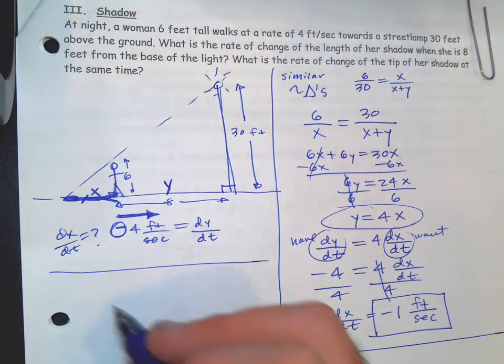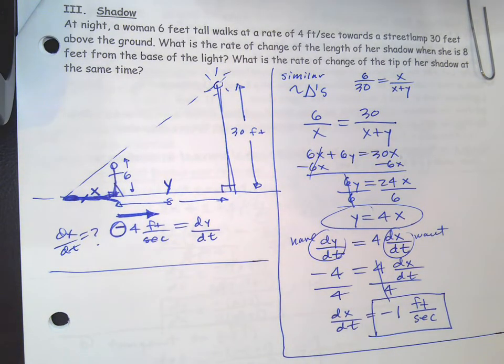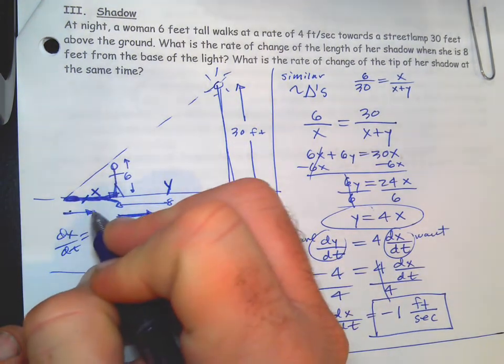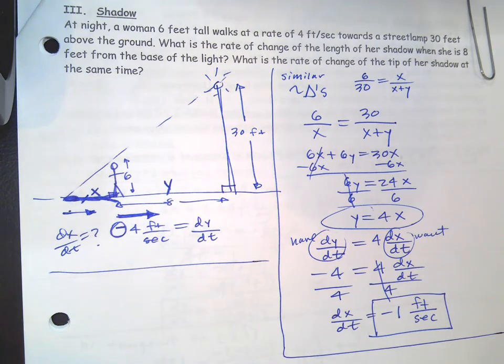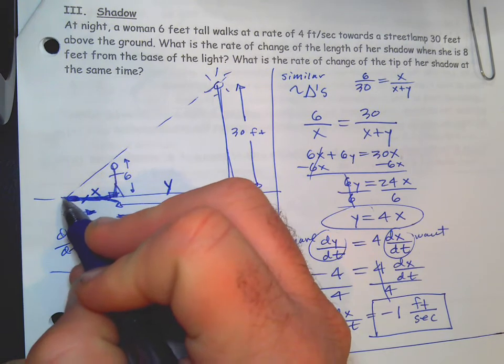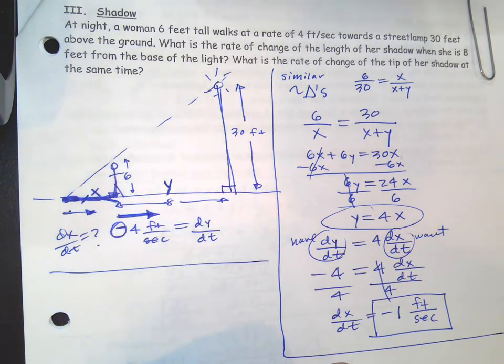Now the second part says, what is the rate of change of the tip of her shadow? So the rate of change at the tip of her shadow is saying, well, how fast is the tip of the shadow moving? Okay, that's not dx/dt. dx/dt is just how short her shadow is, how quickly this is changing. I'm going to draw another picture here.